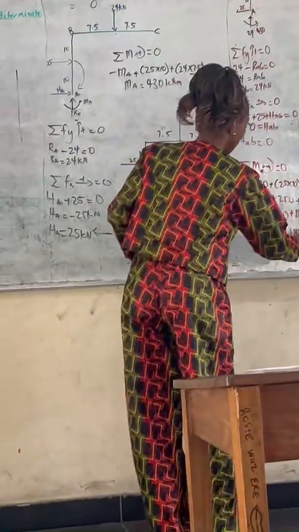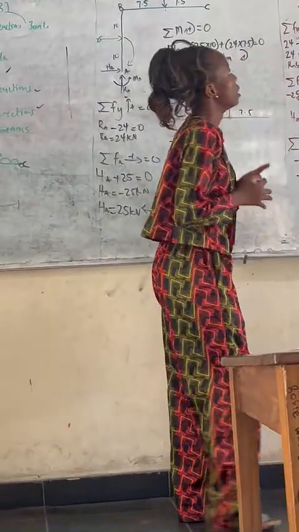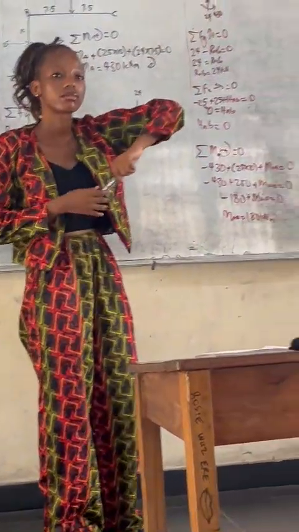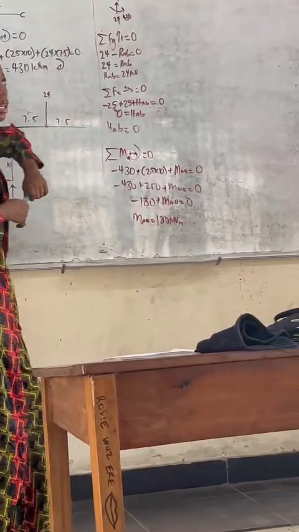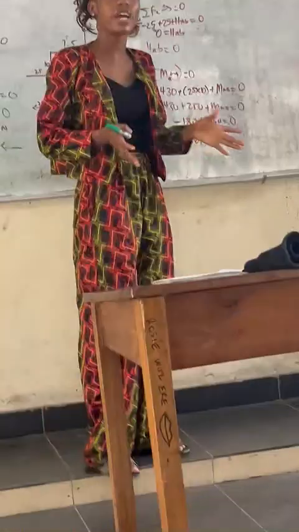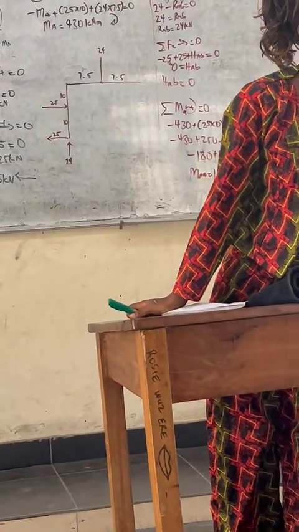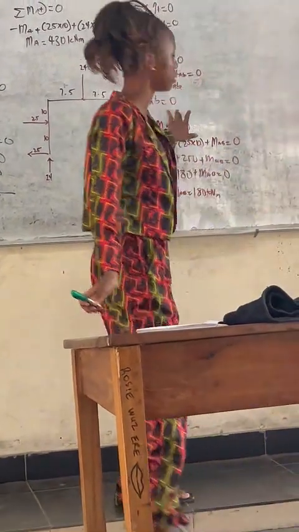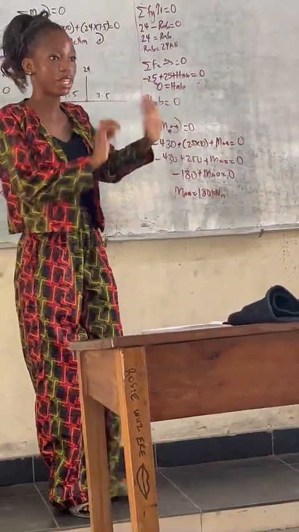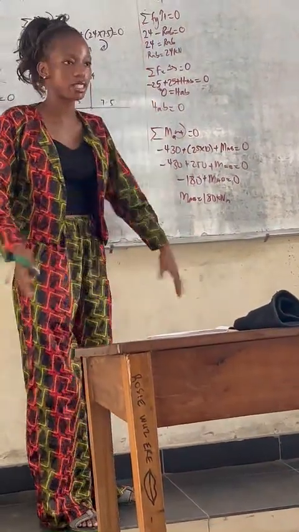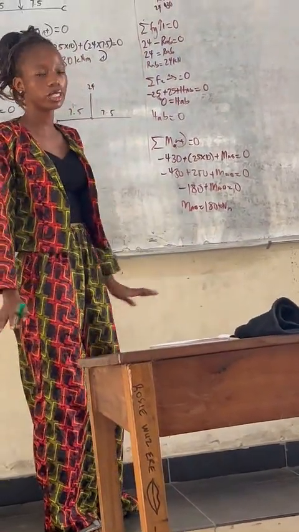Which is telling us that the M_AB is coming with the moment. H_AB is 0, because 0 times 20 is 0.